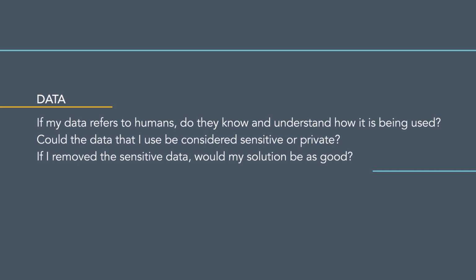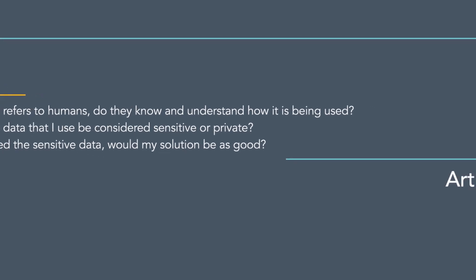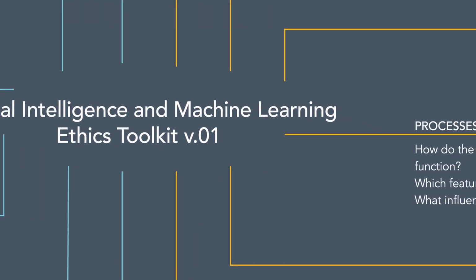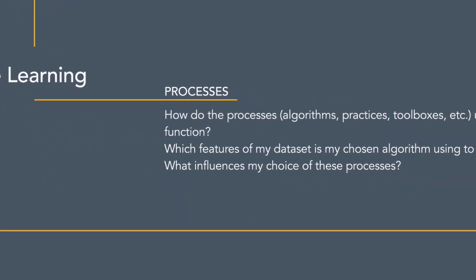The other two questions in this section are prompts to think a little bit more about the specificities of data. Could the data I'm using be considered sensitive or private? And, if I remove the sensitive data, would my solution be as good? The next section deals with what we've called processes. There are also three questions in this section.